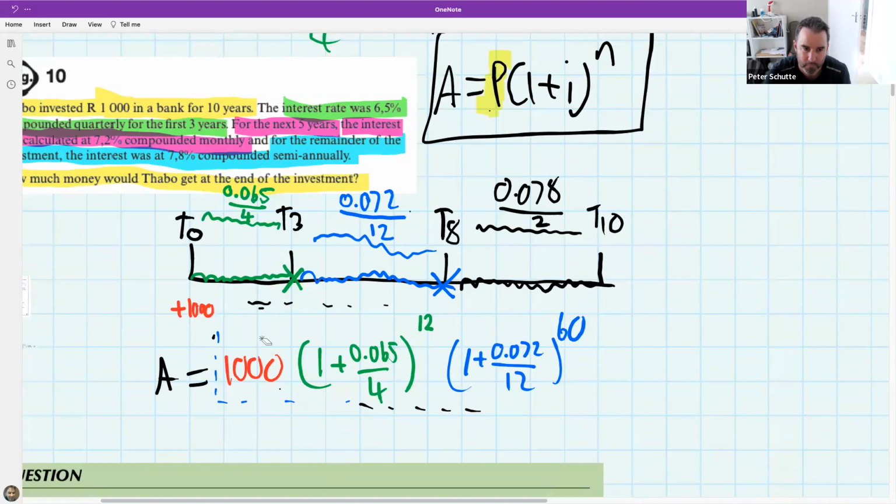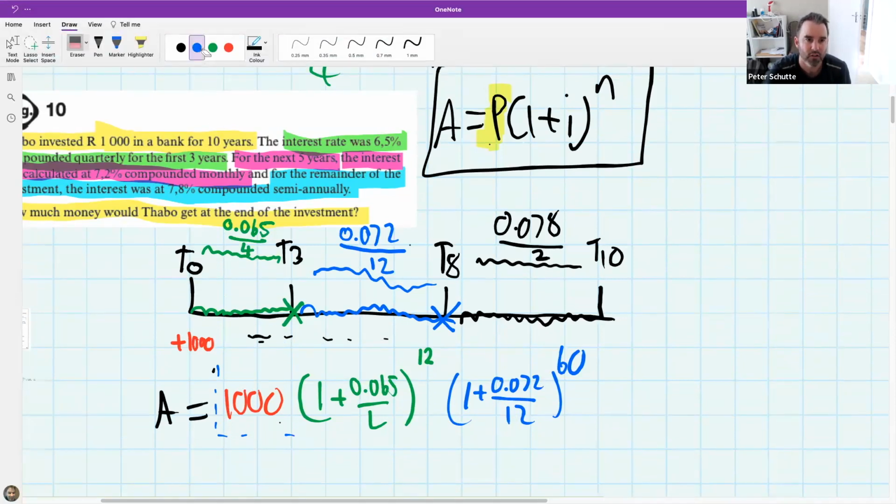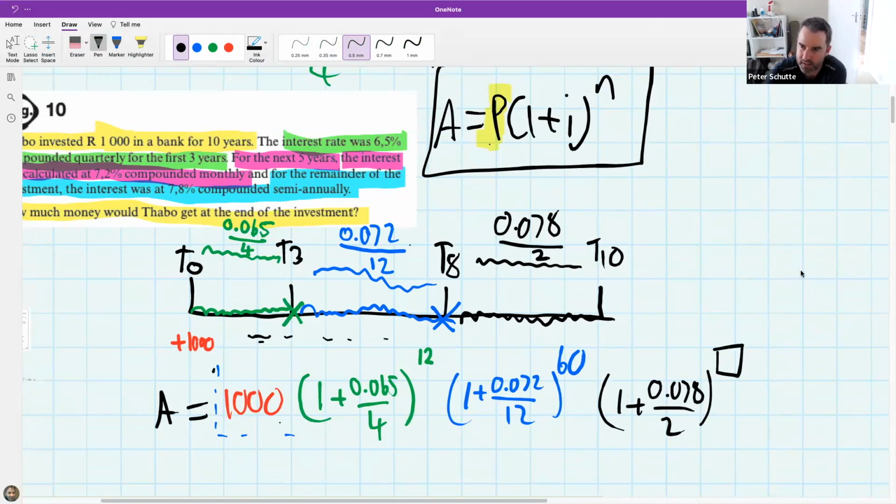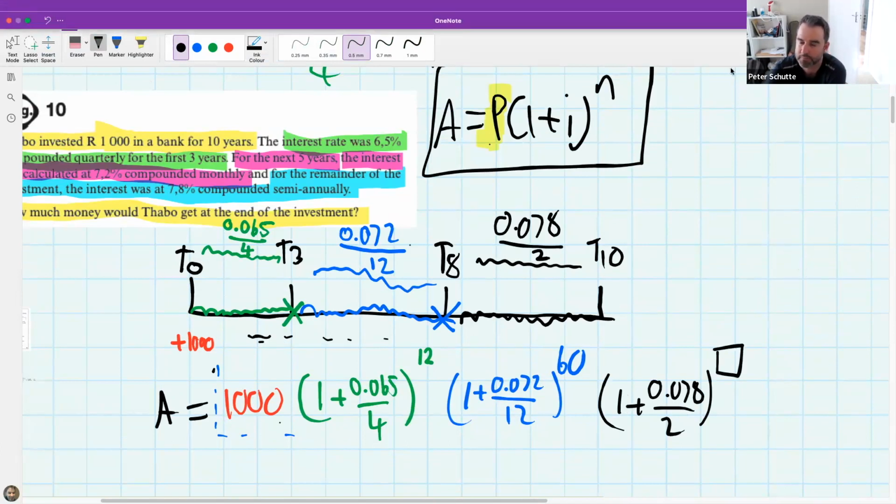Oopsie daisy. Some of it's there. Okay, you get the basic idea. Oh, I just took out one of those. So I'm going to add another bracket here. And in this bracket is going to be 1 plus 0.078 over 2. What is going to be up here in the block?